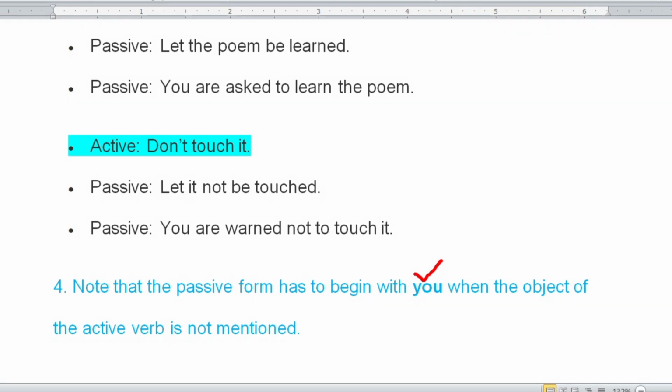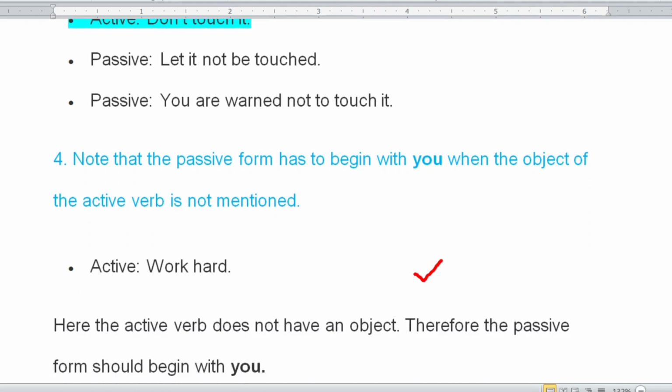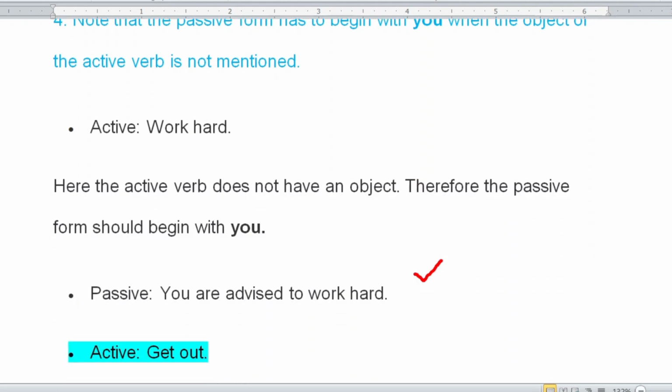Active: work hard. Here the active verb does not have an object, therefore the passive form should begin with 'you'. For example, you are advised to work hard. This is the translation of this one. You people have to keep this in mind.